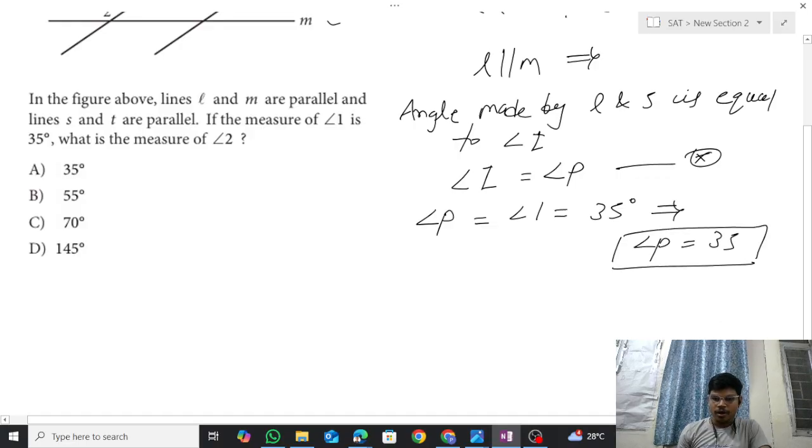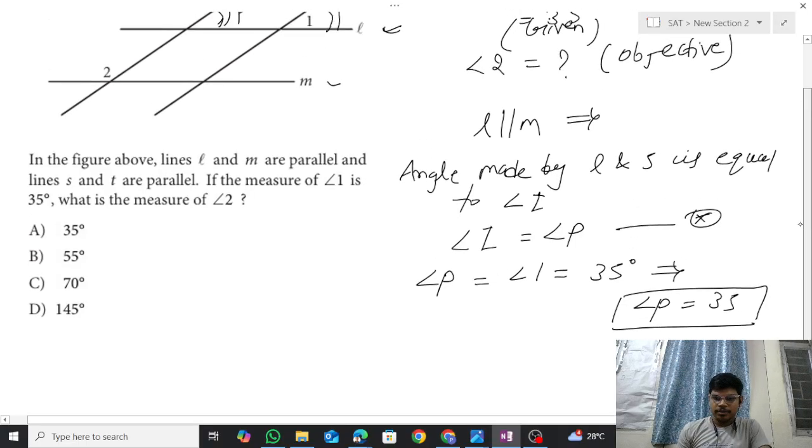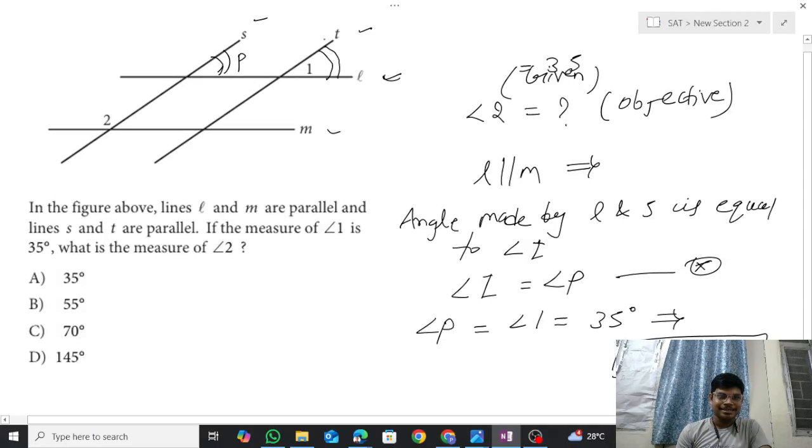We are also given another pair of parallel lines, S and T. So my angle P is 35 again, because S is parallel to T. The angle P is equal to the angle that is made by the M line and S line.